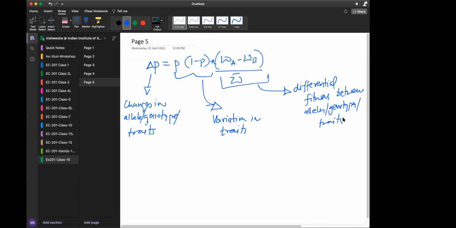So basically, whatever we have been thinking about evolution in a verbal sense is basically if you just multiply the two things, right? Variation in allele, variation in the traits, and the differential fitness. If you just multiply the mathematical equivalent of those two, what you get is changes in the allele frequency, which is the evolution. Okay, yeah.